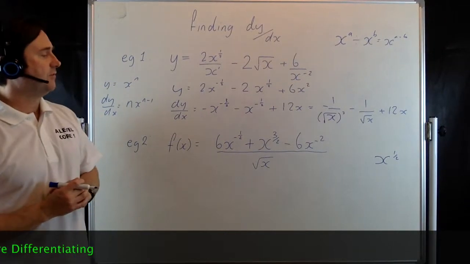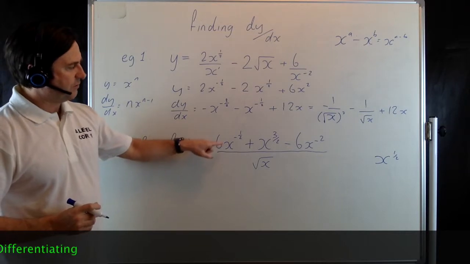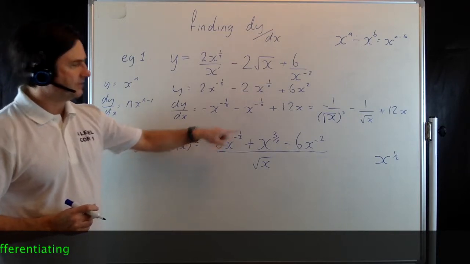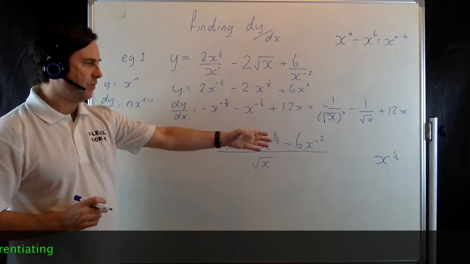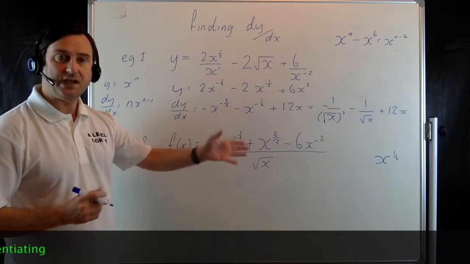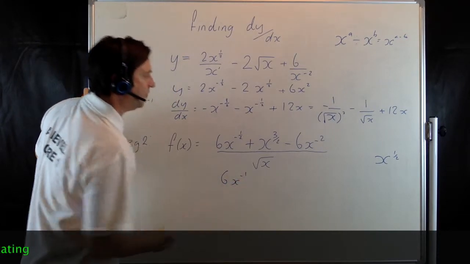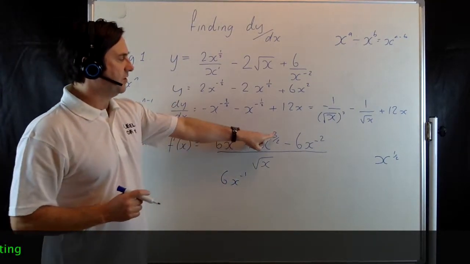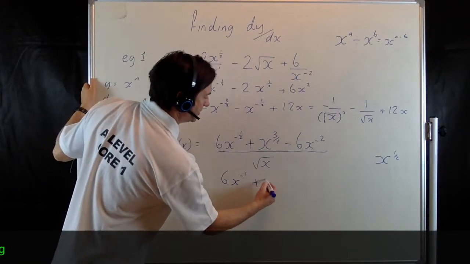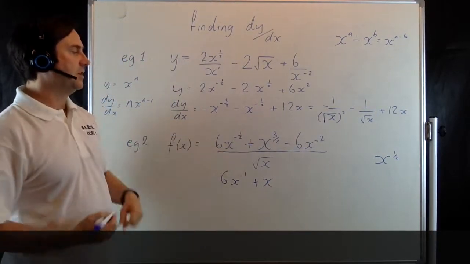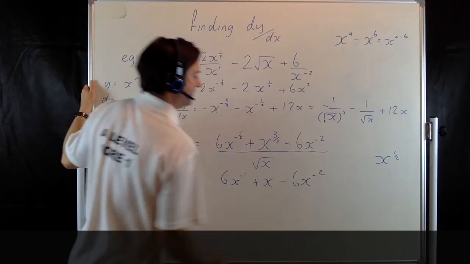So if you imagine there's x to the half on the bottom there, using our index laws again, this first one, 6x to the negative a half divided by x to the half, is going to be negative a half, take away a half, which gives you negative 1. So this becomes 6x to the negative 1. The next term here, you've got 3 over 2, take away a half, which just becomes x to the 1. And the last term is already in the correct format to differentiate, minus 6x to the negative 2.